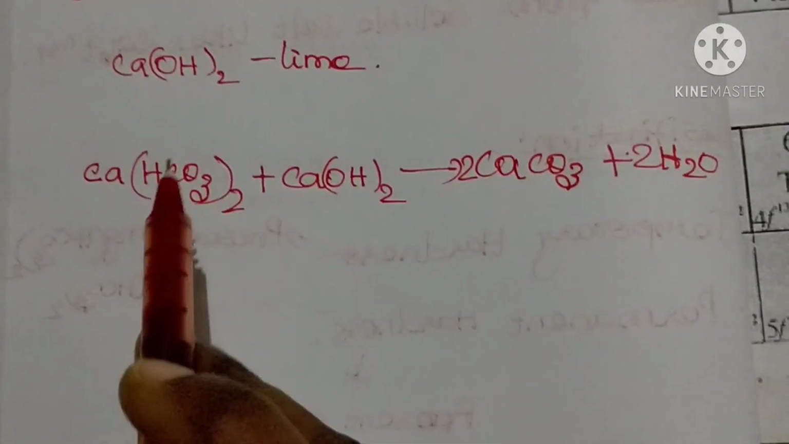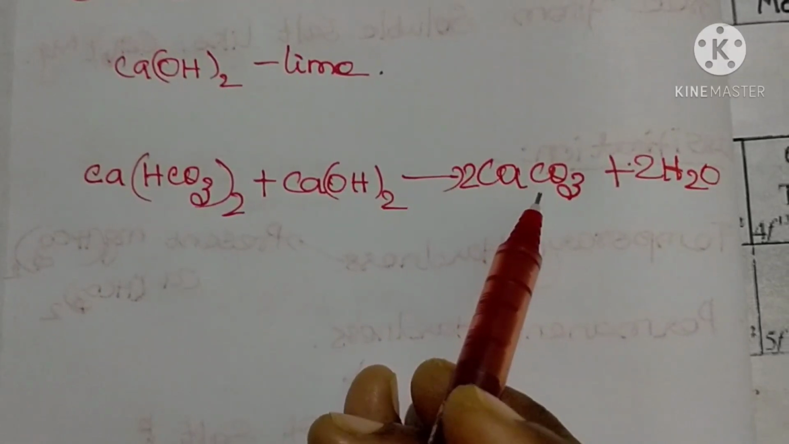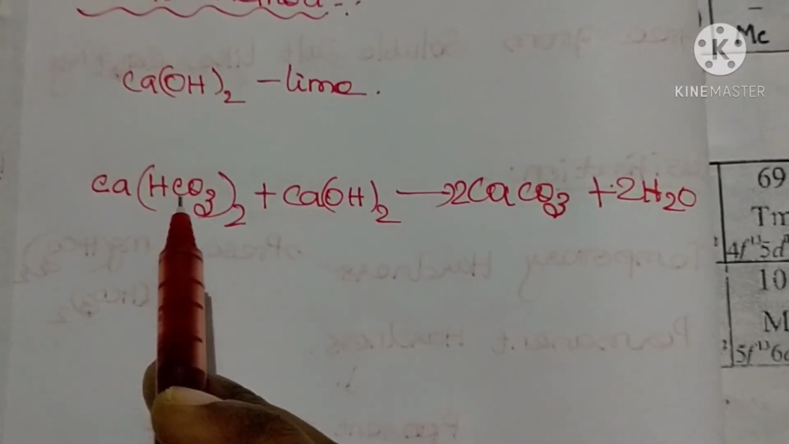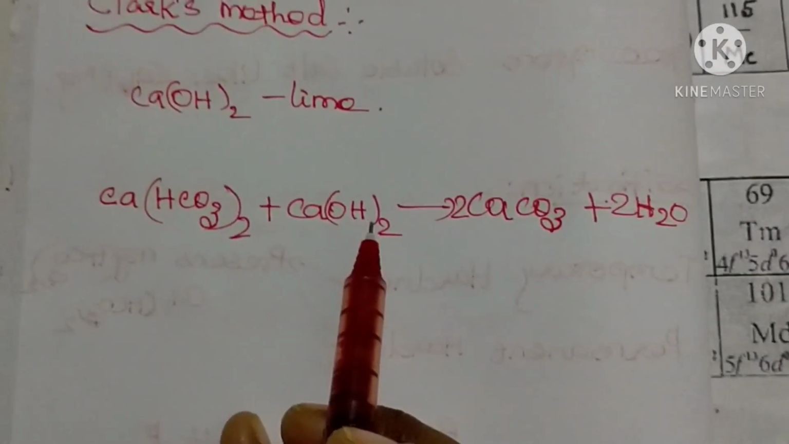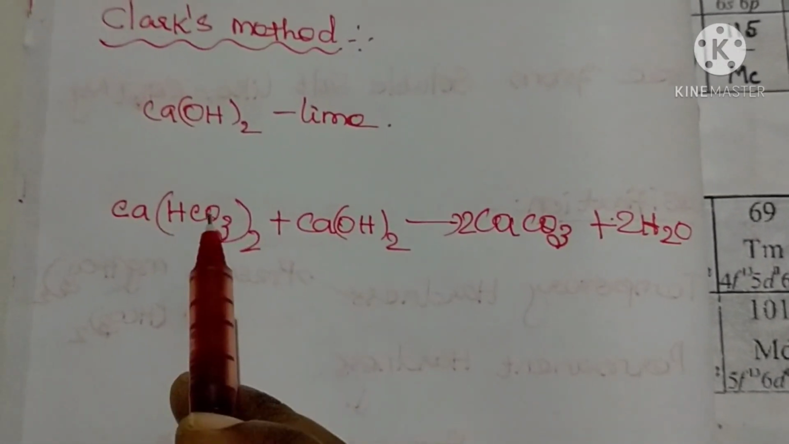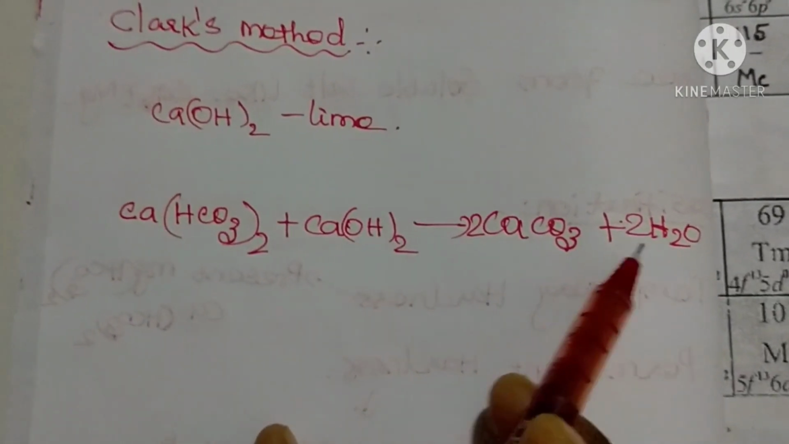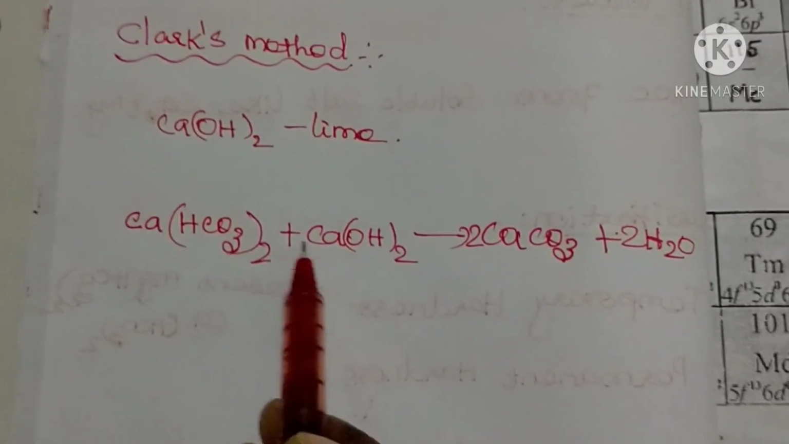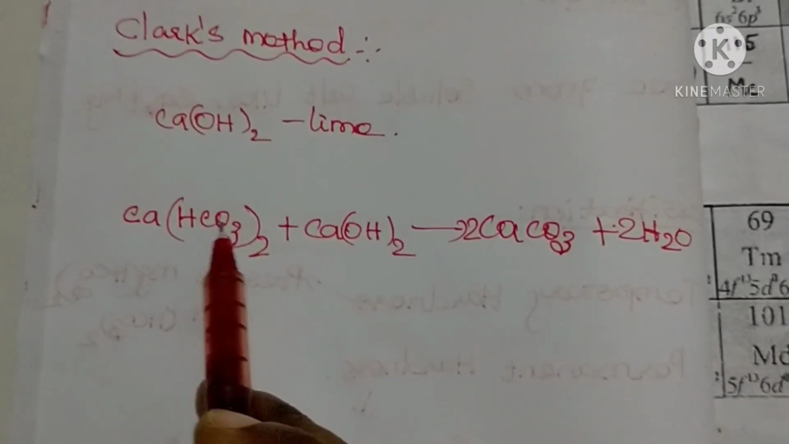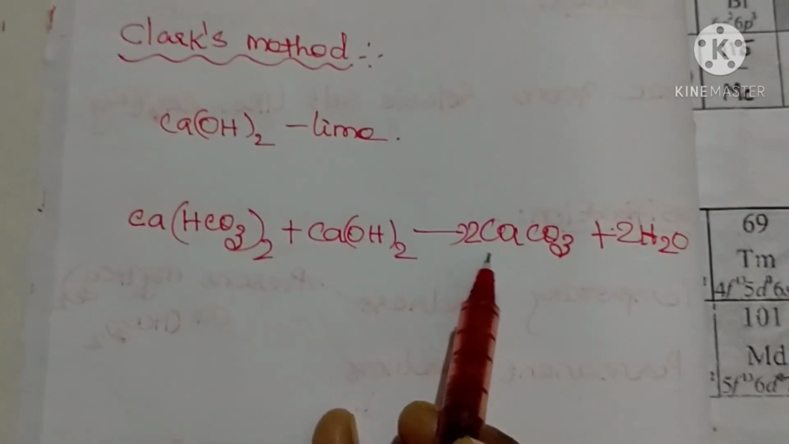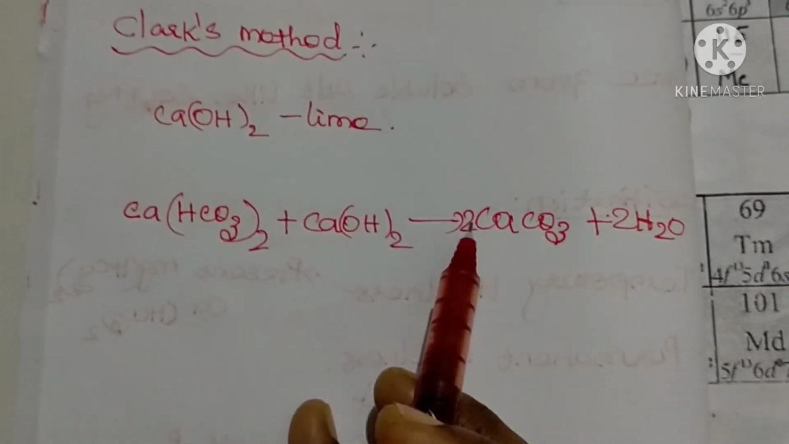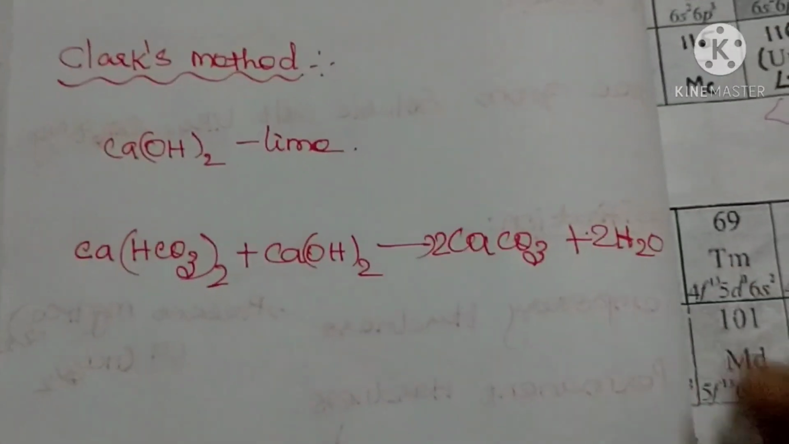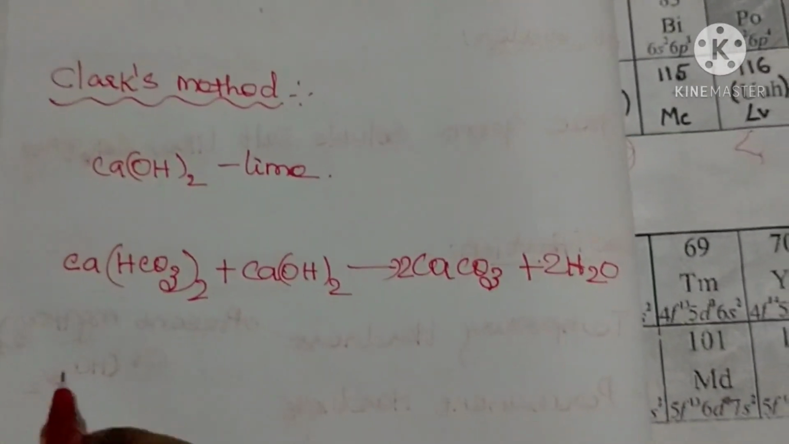Here you see 2 molecules of carbonate are present in calcium carbonate. This calcium is combined with the 2 molecules of carbonate and calcium carbonate is separated out. The remaining hydrogen and OH twice, totally 4 hydrogen and 2 oxygen, combine here as water molecules. So 2 molecules of calcium are combined with the 2 molecules of carbonate. It forms 2 molecules of calcium carbonate.